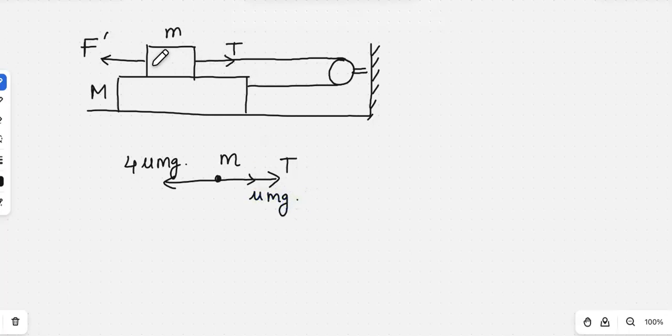It will be towards back, which will be mu mg, right? Now this block is moving, that means the limiting friction will be there, that is mu mg, because there is a relative motion. Okay, so mu mg towards left, mu mg plus T towards right, so it will be accelerating towards left, so it will be 4 mu mg minus mu mg minus T equals ma. This is the acceleration of small block m.